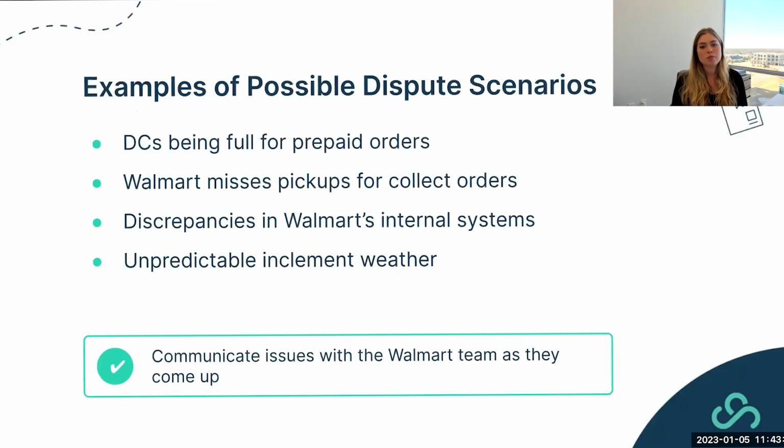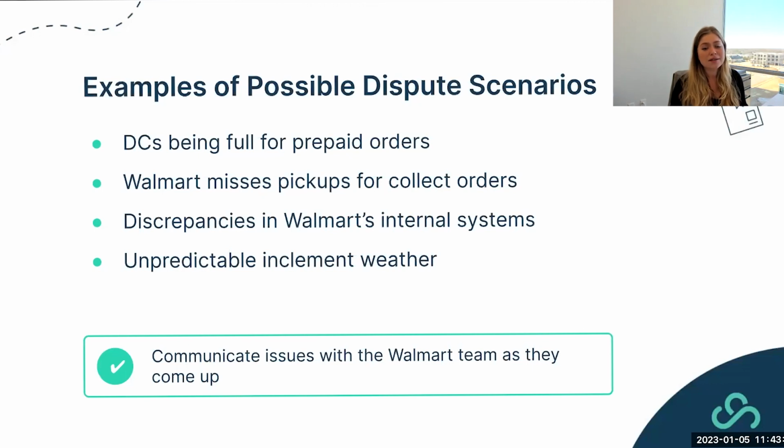Okay, so what are other possible dispute scenarios? If the DCs are full for prepaid orders, so if you try to send your items to the DC and Walmart won't accept them because they just have too much stuff. This was especially the case when Walmart ordered a whole lot of stuff during COVID, and now all of that stuff was arriving from China. And so we saw all of those stories about trailers just being dropped off in parking lots, even Walmart parking lots, and just having a difficult time working through those orders.